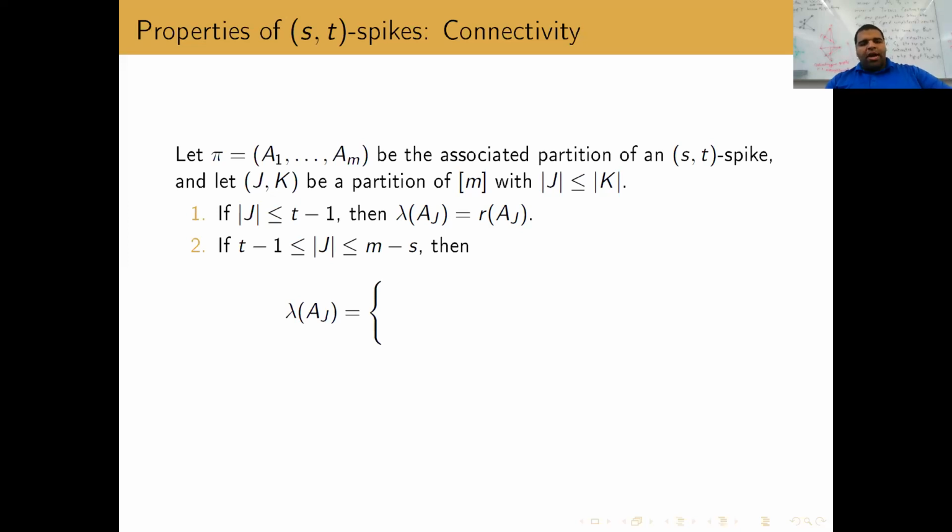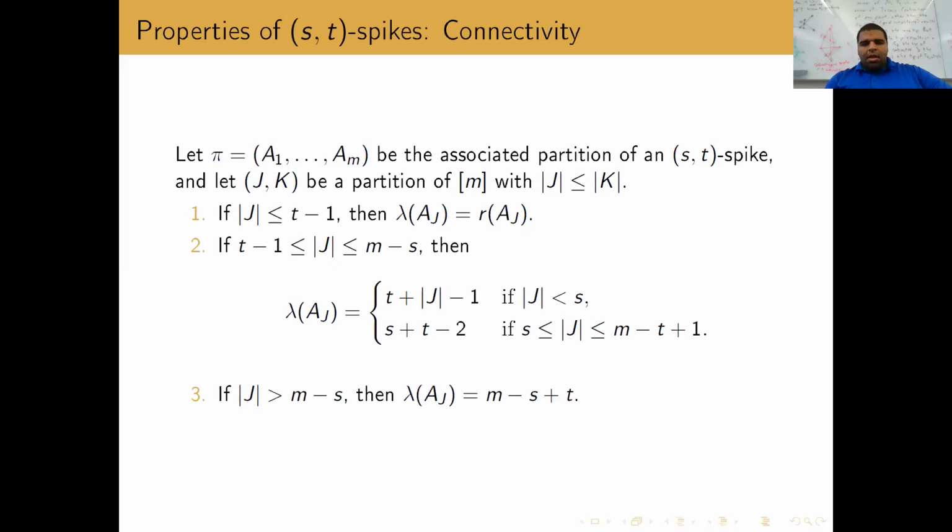If we're between T minus 1 and M minus S, then there are a couple of subcases. If the size of J is less than S, then we're going to have T plus the size of J minus 1. And if it's between these two, S and M minus T plus 1, we'll have S plus T minus 2. All right, and then if the size of J is bigger than M minus S, then we end up getting M minus S plus T here. And again, the point here is just to show that we know how to compute those rank and connectivity functions.